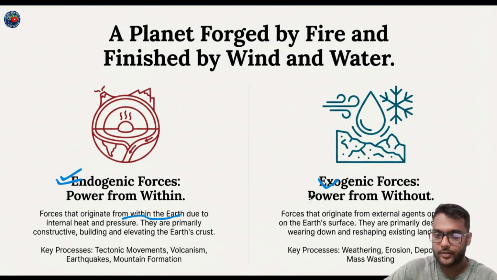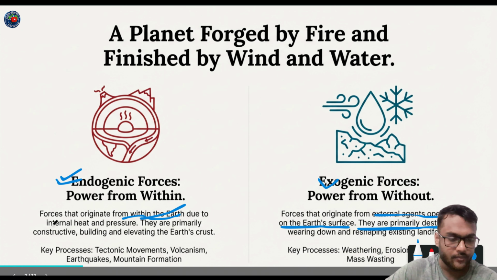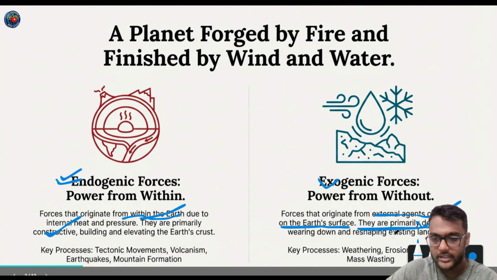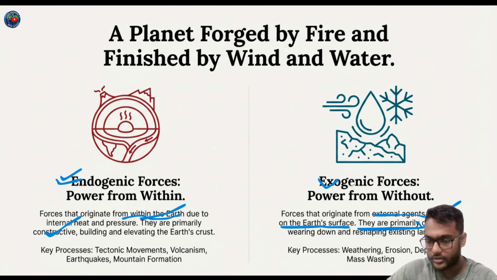Then exogenic forces, power from without: forces that originate from external agents operating on the Earth's surface. On the Earth's surface, and on the other hand, endogenic is within the Earth. They are primarily destructive. So the difference between endogenic and exogenic: endogenic are constructive and exogenic are destructive, wearing down and reshaping existing landforms. Key processes: weathering, erosion and deposition, and mass wasting.